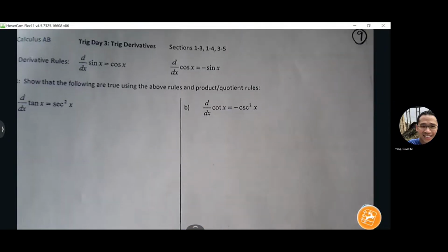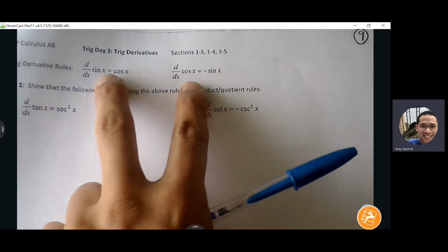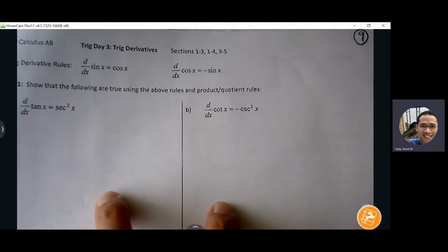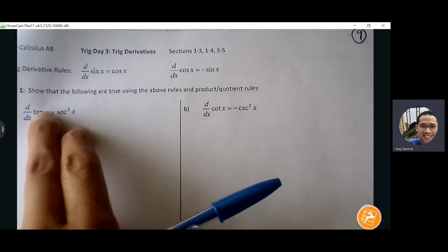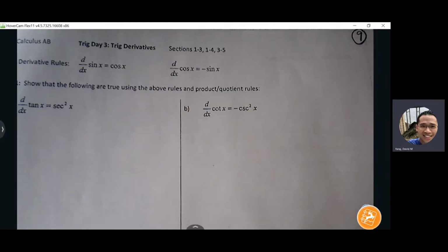So go to page 9. Okay, so think of the top two, sine and cosine. These are kind of like your parent trig derivatives, because all these other rules can be found using these two. Tangent can be found just by relying on sine and cosine, because all these trig functions can be written as sine and cosine.